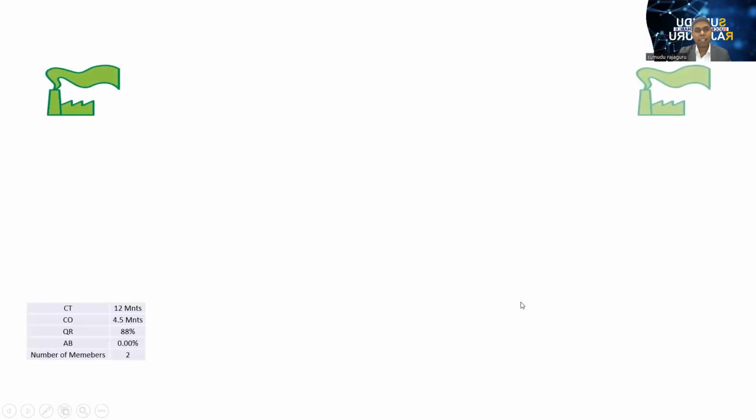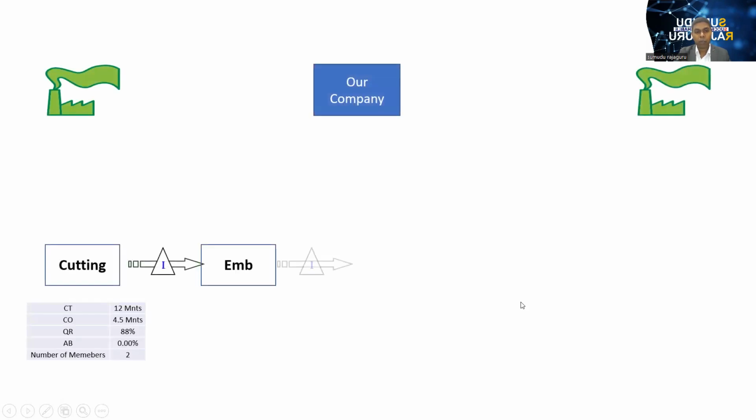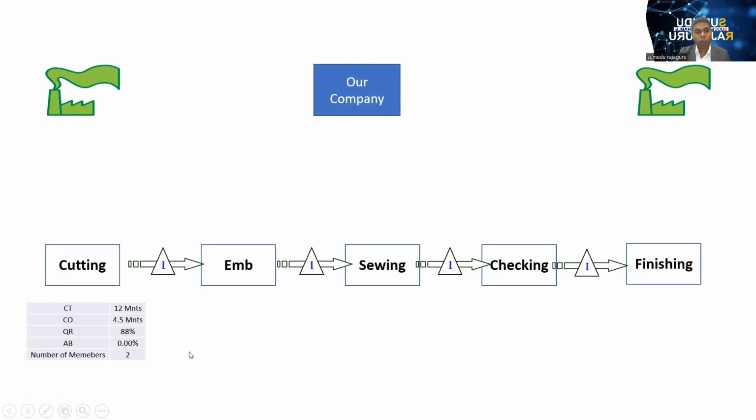After completing step number 4, now you can put all the data under each process box. This is the cutting department process. Under the cutting department, you can see the data box. Cycle time is this much, changeover time is this much, then QR and whatever the other data.